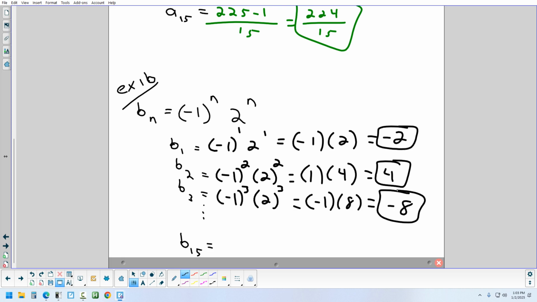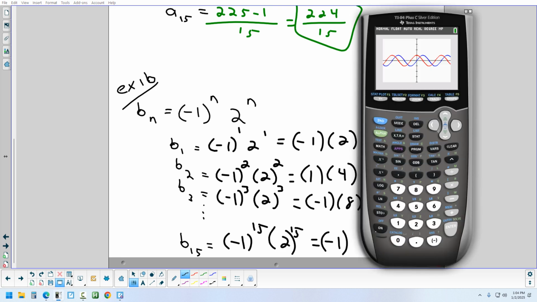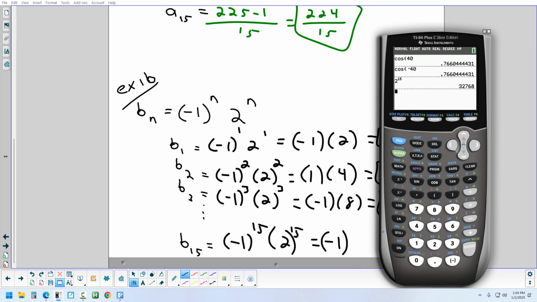Yep. Okay. And then to get the 15th term, the point of that one is just to show you, you don't need 4, 5, 6, 7, 8, 9, 10, 11, 12, 13, 14. You can skip all of them and jump right to the 15th. What's negative 1 to the 15th? Still negative 1. And then 2 to the 15th. It's a pretty big number, but it's not that huge. 32,768.